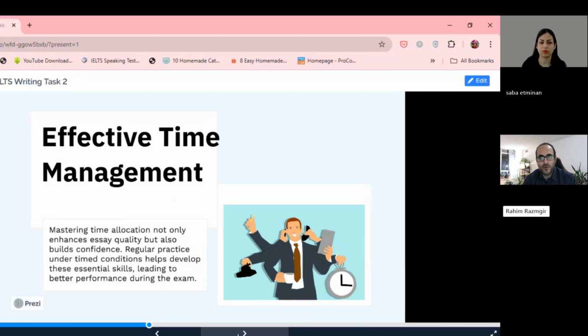And there's some interesting points that we are going to cover about that too. So I won't add anything here. Later on, when we have the right slide, we go over it. Yeah. Sure. Then we have that effective time management. Mastering time allocation not only enhances essay quality, but also builds confidence. Regular practice under timed conditions helps develop these essential skills, leading to better performance during the exam.